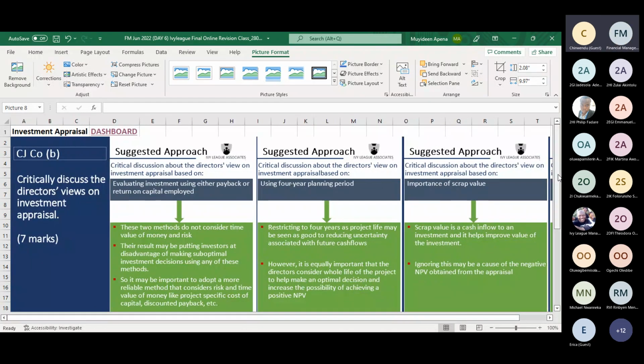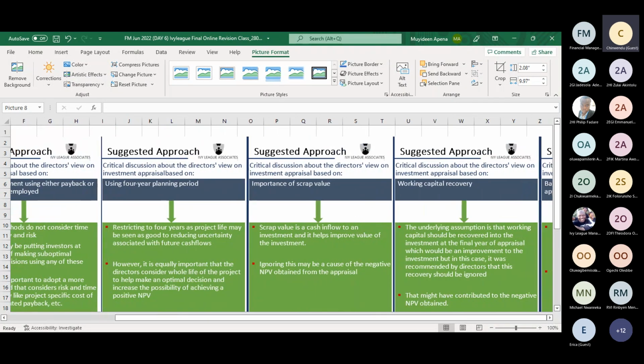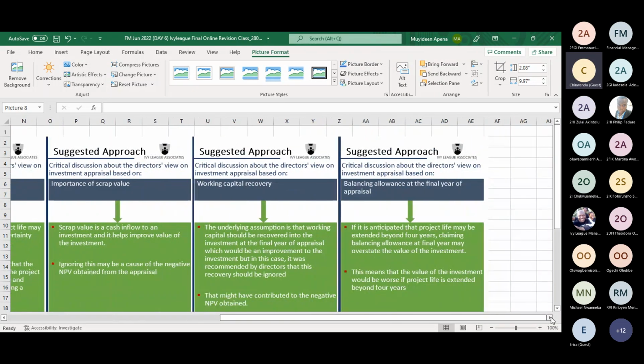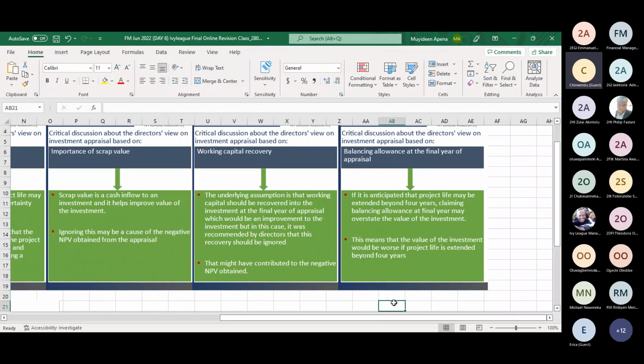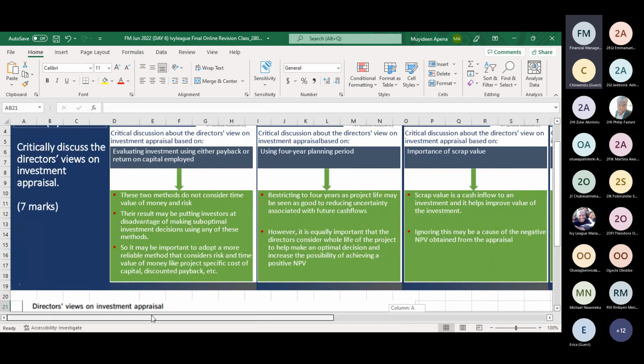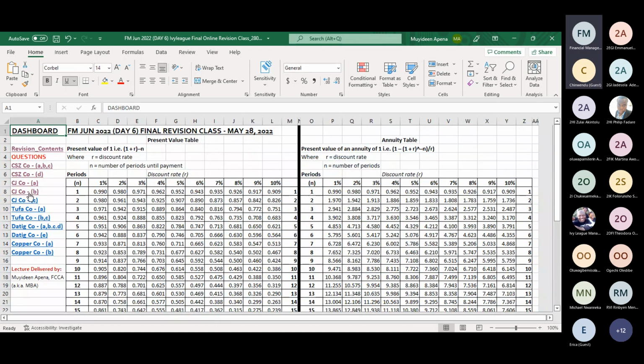Any question on this part? Any clarification required? Please, sir, can you just clarify on this last point? The 700 that you said is overstated. Yes. I'm really not getting the... So what I'm saying is that the directors, they are saying that the balancing allowance should be claimed at the end of the project life, which is year 4. Okay. Now, let me take you back to our calculation.